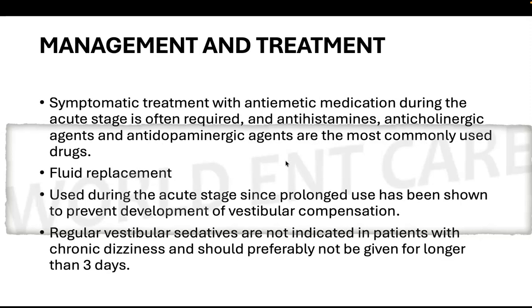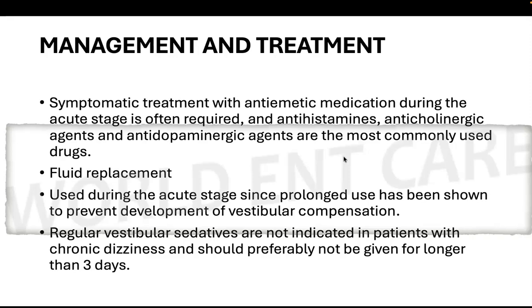Now, talking about the management. So basically symptomatic treatment is the management. Okay, there is no role of surgery, and there is no role of giving antiemetics for a long time. For a lesser duration you can give, but not for a long time. So symptomatic treatment with antiemetic medications during the acute stage is often required, and antihistamines, anticholinergic agents, and dopaminergic agents are the most commonly used drugs.